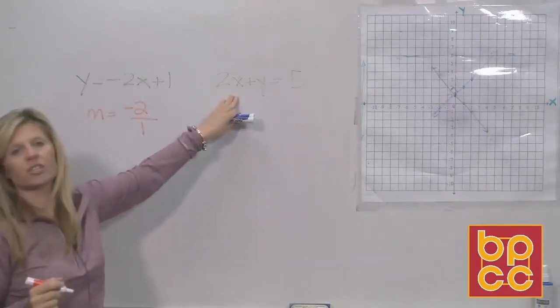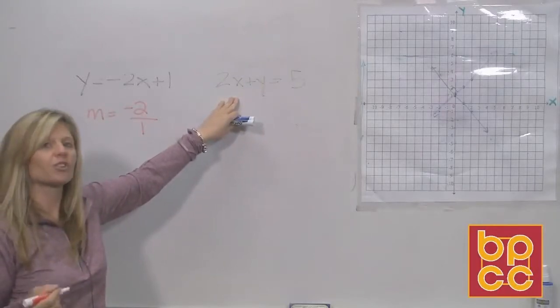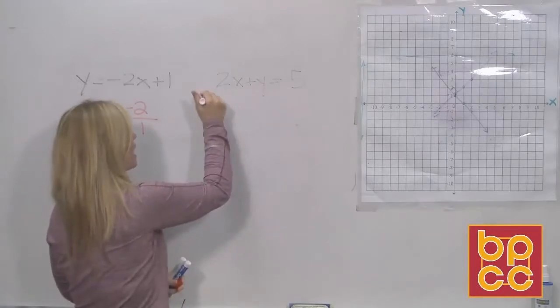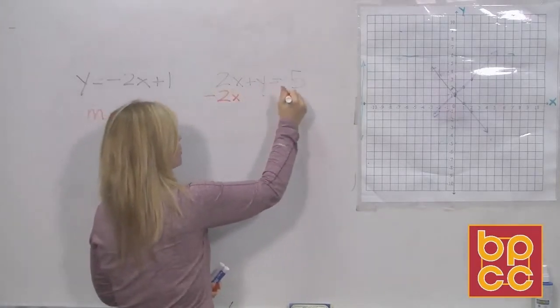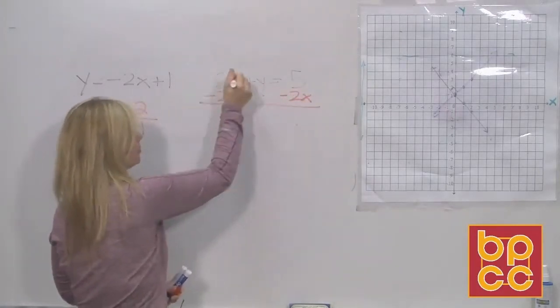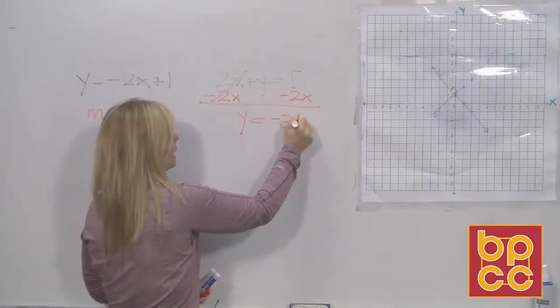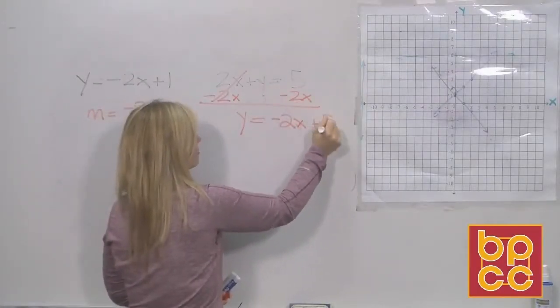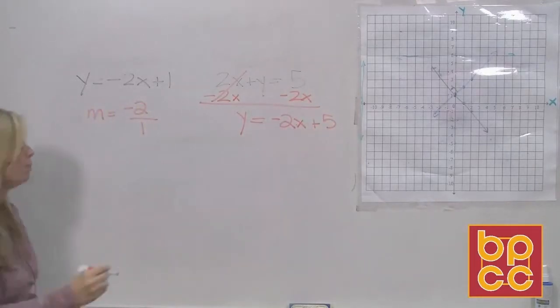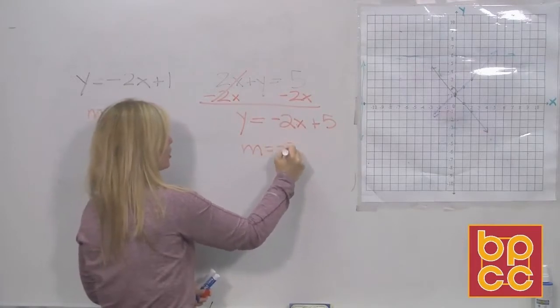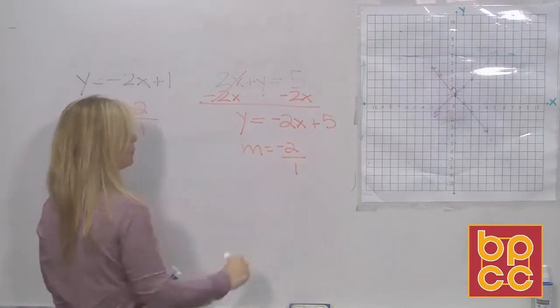Is this equation in slope-intercept? No, this is called standard form. We've got to move it around. So to get y by itself, we're going to subtract 2x, subtract 2x. Y equals, put the x first, and then that's a +5. Now do you know the number for slope? Slope is m. M means multiplied. We've got a -2. Write it as a fraction over 1.